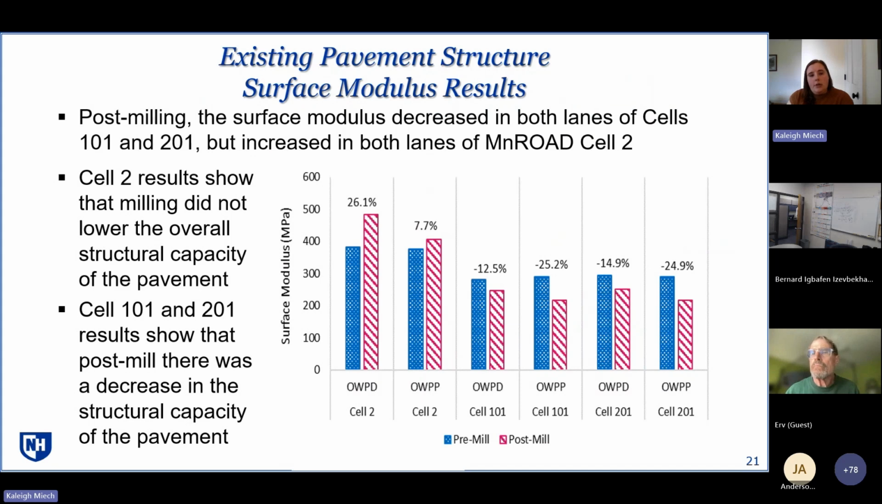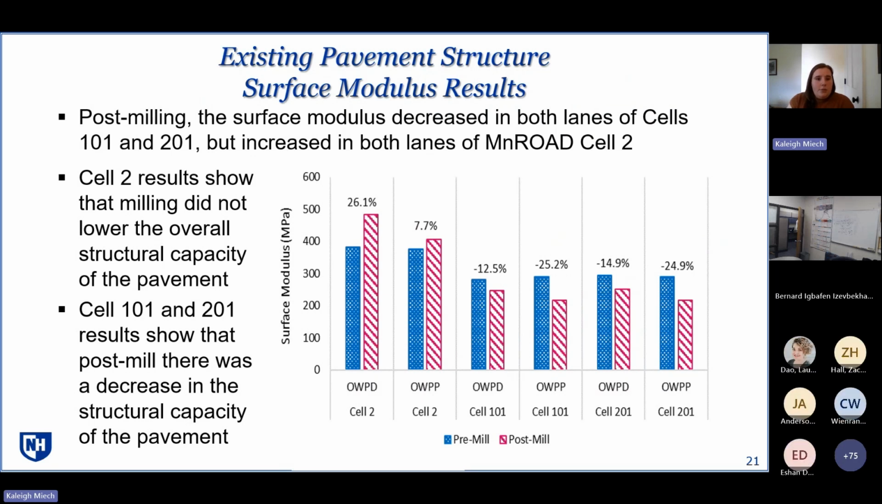Then these results are the surface modulus results. So when we examine these results, we can see that post milling, the surface modulus decreased in both lanes of cell 101 and 201, but increased in both lanes of cell 2. So we can conclude from this that in cell 2, the results show that milling did not lower the overall structural capacity of the pavement, but in cells 101 and 201, there was a decrease in the capacity of the pavement.